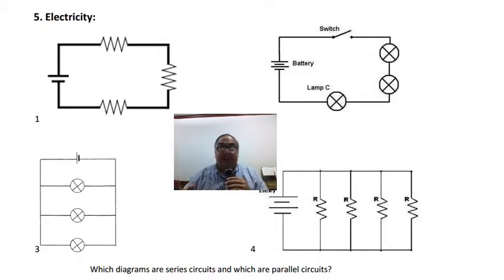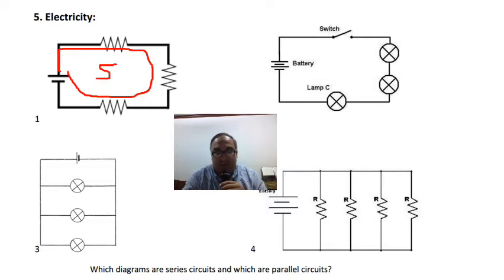Electricity. We have different problems here. We have one here, another one there, another one there, another one there. Okay, so let's start. Number one, if you can follow it like this, you have the battery, and you can follow it in just one flow. This is series.